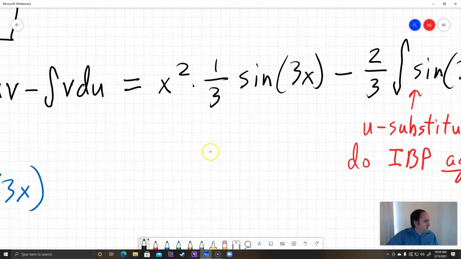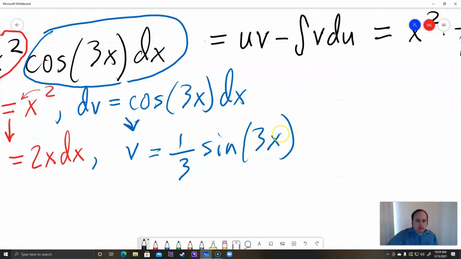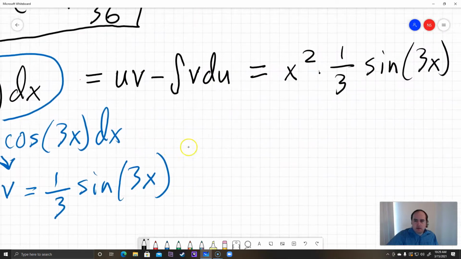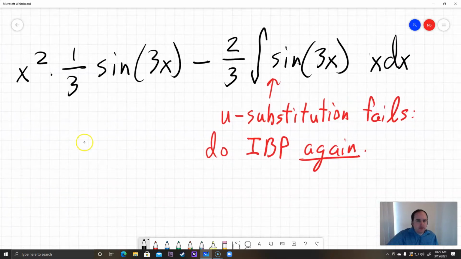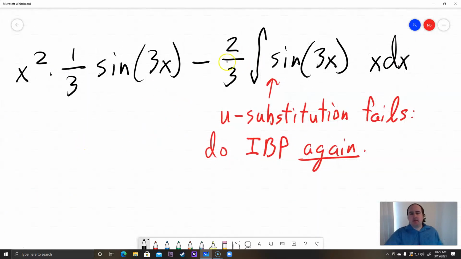Okay, and let's see, we didn't have a minus there already, did we? No, we only have one minus there. Okay, so that's going to be minus 2/3 integral of sine of 3x times x dx. And then, when we're doing our integration by parts again, we're just going to be doing integration by parts on this integral here.